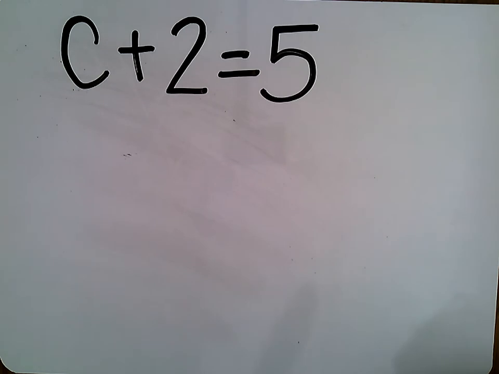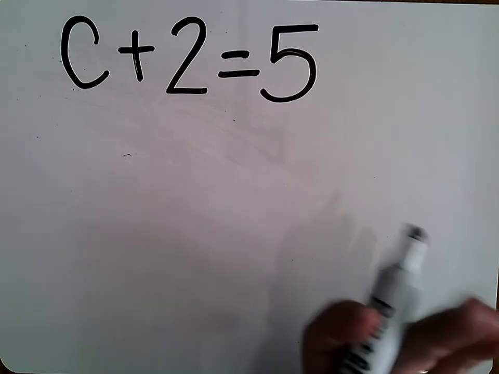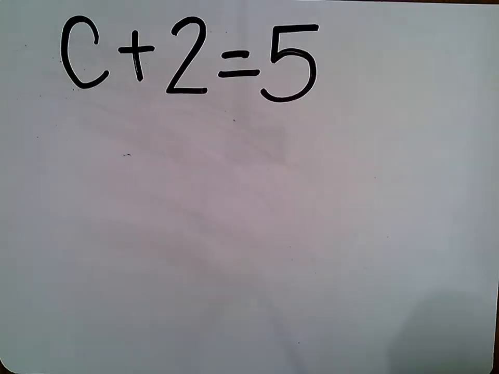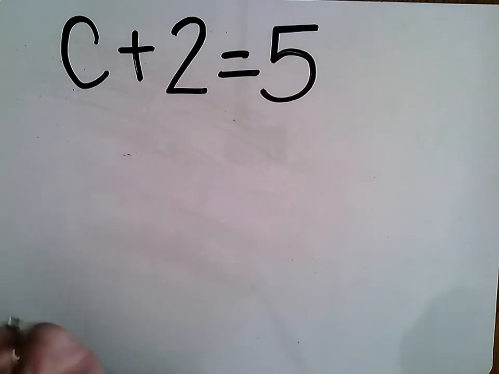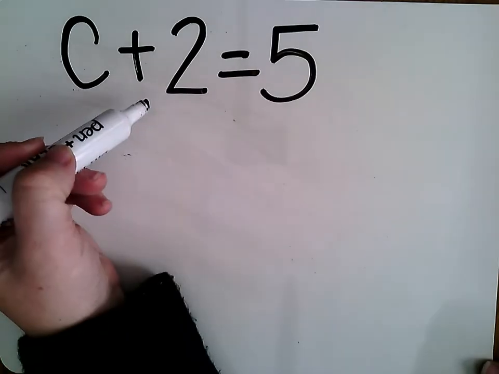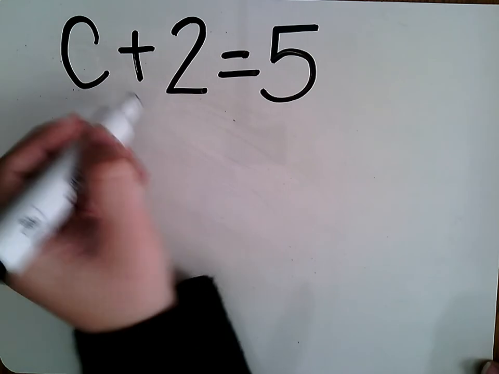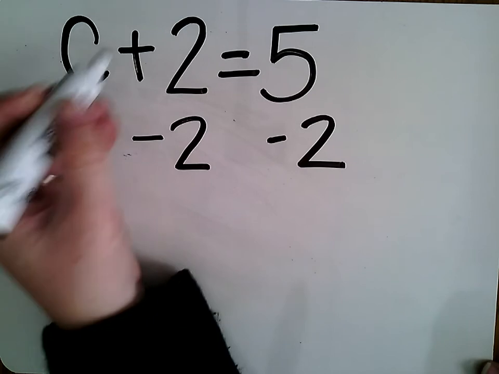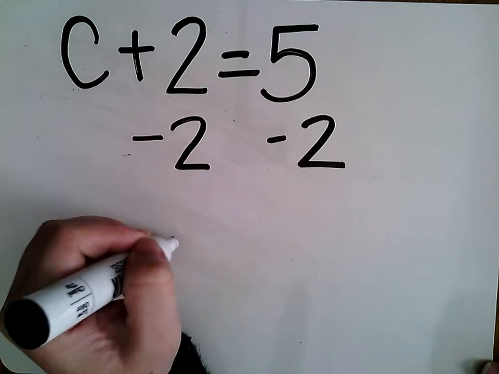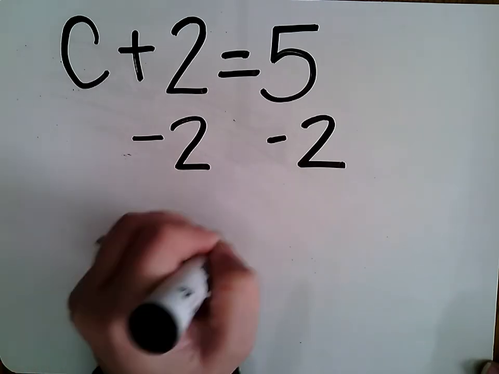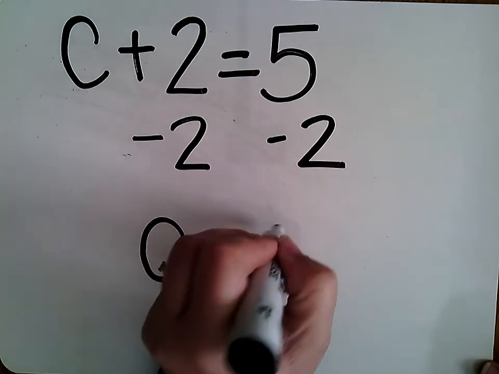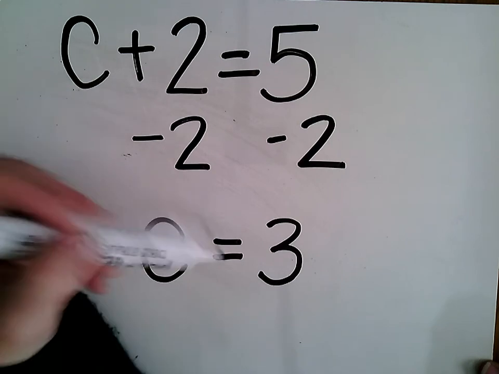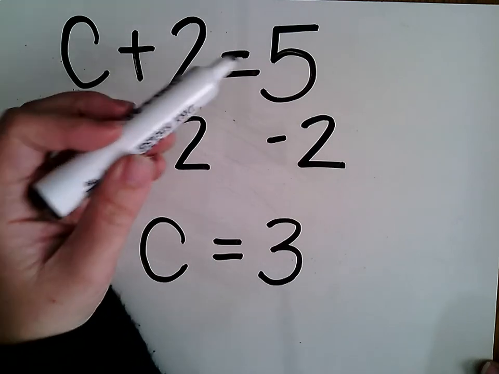And so in my last video, I talked about trying to get the variable, which is the letter, by itself on one side of the equal sign. And in order to do that, you have to get rid of what is over there with the variable. So in this case, we have a 2. So if I wanted to get c by itself, I could take the 2 away from each side of the equal sign. 2 take away 2 is 0. So it leaves nothing over there except the c. 5 take away 2 is 3. C, if that's 3, 3 plus 2 equals 5.